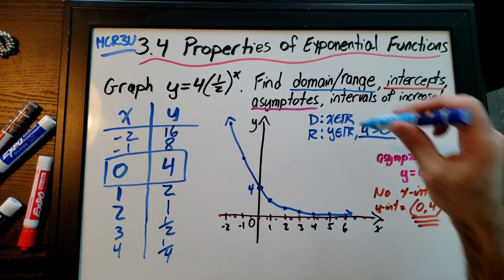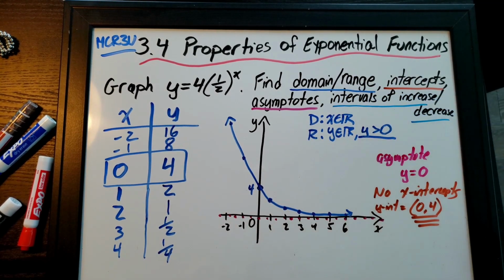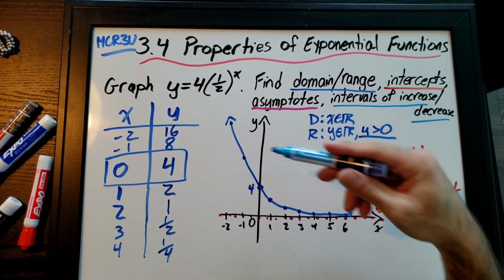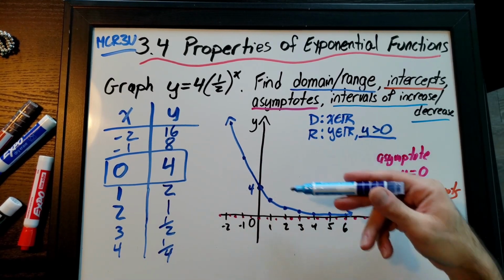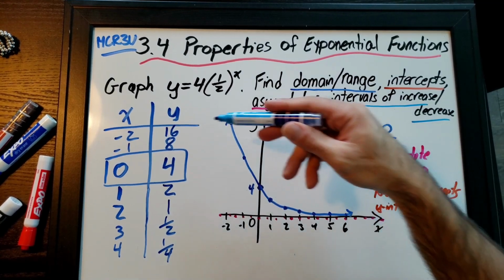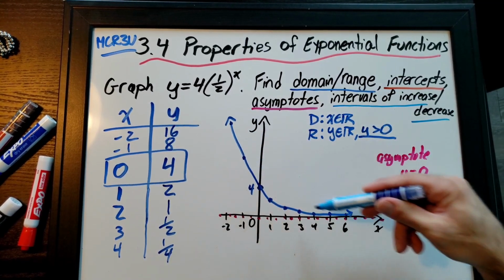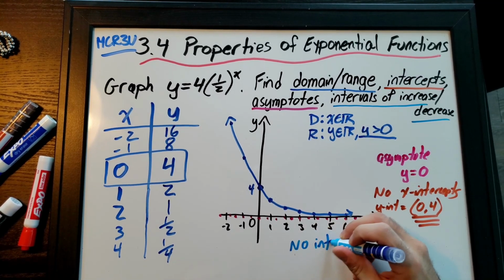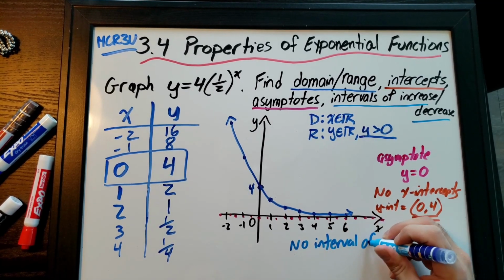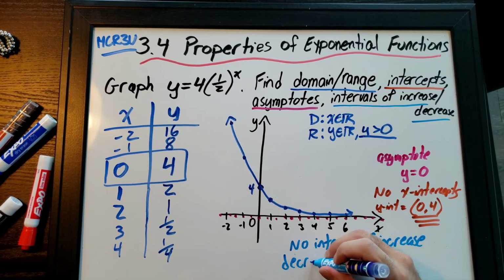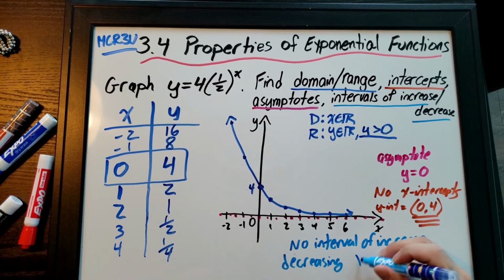Intervals of increase and decrease, we want to find out when the function is increasing and when is it decreasing. And when we consider this, we always look from left to right. So visually, we just look at this function and we know that it's decreasing from left to right, no matter where. If I'm over here, if I'm over here, this is always decreasing. So I can say no interval of increase, and I can say it's decreasing when x is an element of all real numbers.